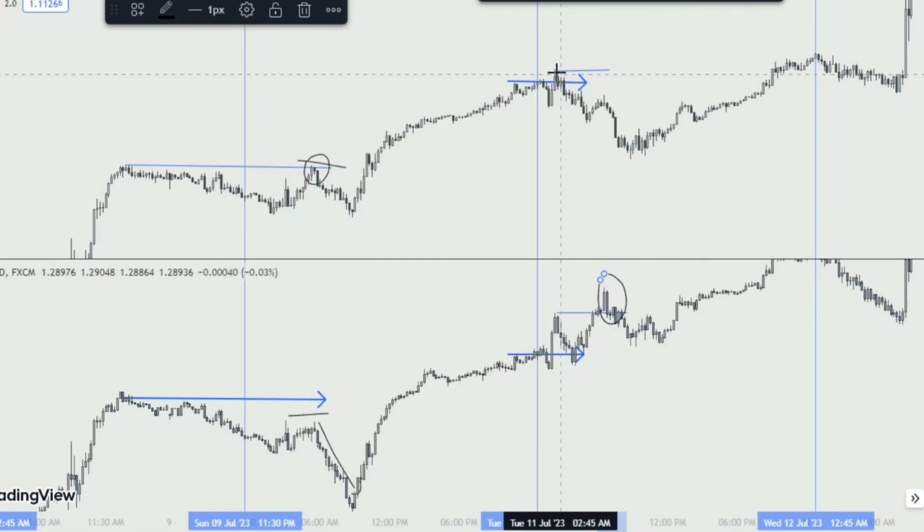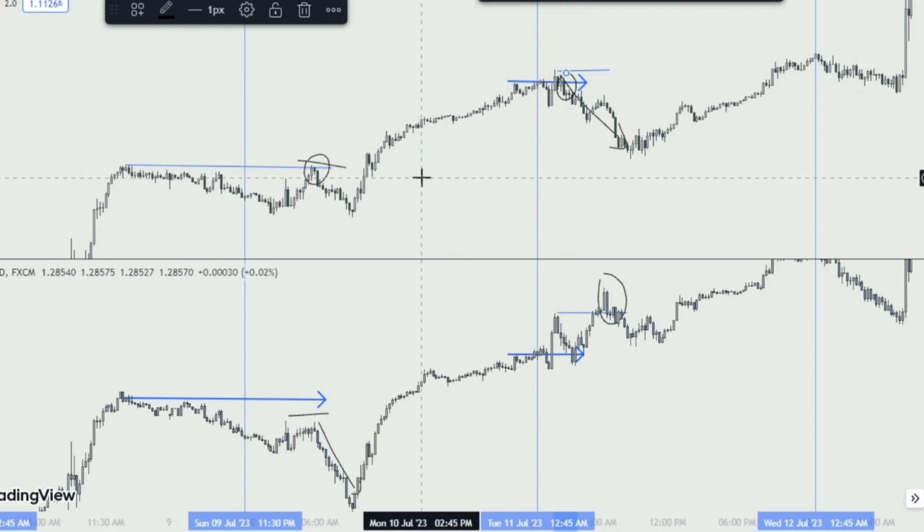Like you can see here, it gave a good profit. Like it swept the high which swept the previous day high. So this is also of importance if you get an order block like this after the sweep.